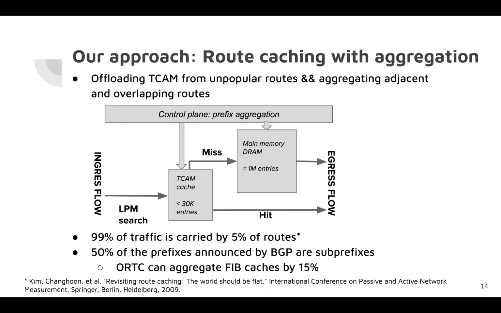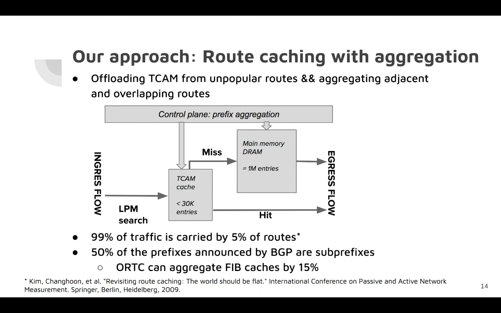Our research had been motivated by two factors. First, we verified multiple observations that most of the prefixes in the routing table carry a tiny portion of the total traffic. Second, after building our own FIB caching architecture, we identified that in its prototype, its caches are compressible by 15%.